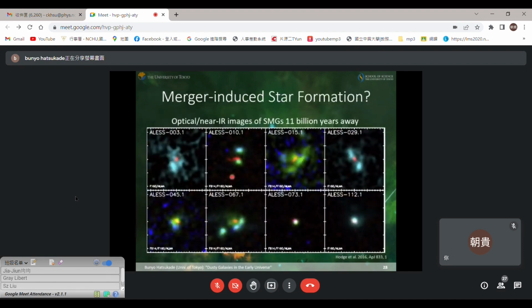The other possibility is merger-induced active star formation. These are the optical or near-infrared images of SMGs 11 billion years away, and we can see that more than two components are seen in a single submillimeter galaxy, suggesting that mergers are ongoing in this system.